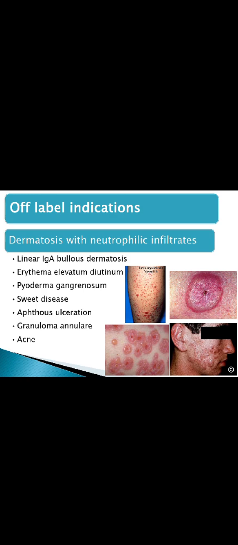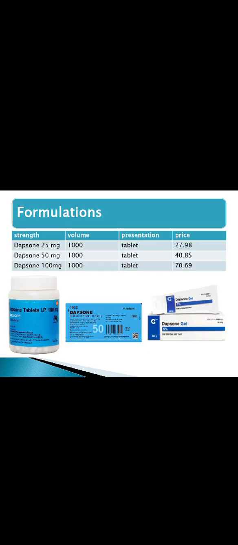Off-label indications are dermatosis with neutrophilic infiltrate, for example, linear IgA bullous dermatosis, erythema elevatum diutinum, leukocytoclastic vasculitis, pyoderma gangrenosum, Sweet disease, aphthous ulceration, granuloma annulare, and acne. It comes in strength of 25, 50, and 100 mg tablet, and in gel formulations it comes in strength of 5% and 7.5%.